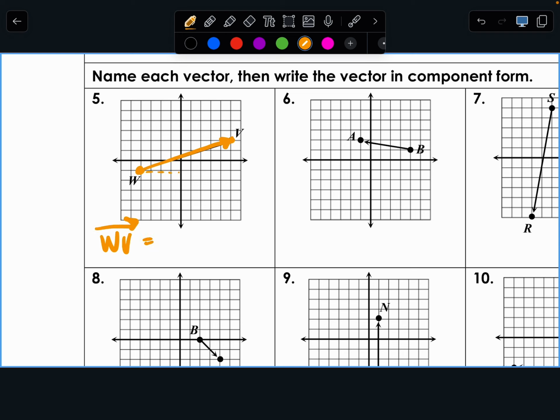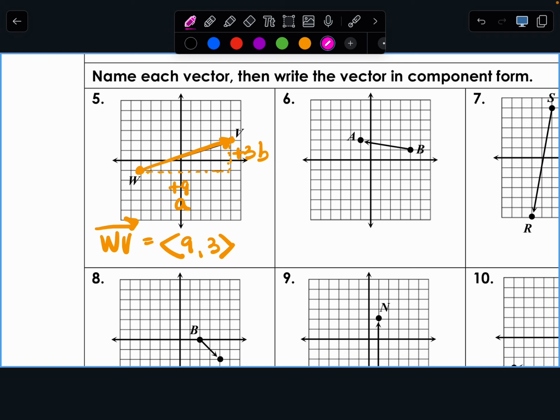And then, how do I get there? It's kind of like slope. I'm going to go 1, 2, 3, 4, 5, 6, 7, 8, 9. So plus 9, that's my A. 1, 2, 3, that's plus 3, that's my B. So I just write <9, 3>. That's it. But like with everything we've done, order is super important. If you switch it to VW, or I put the 3 and the 9 in different places, it's not accurate and it won't be correct.